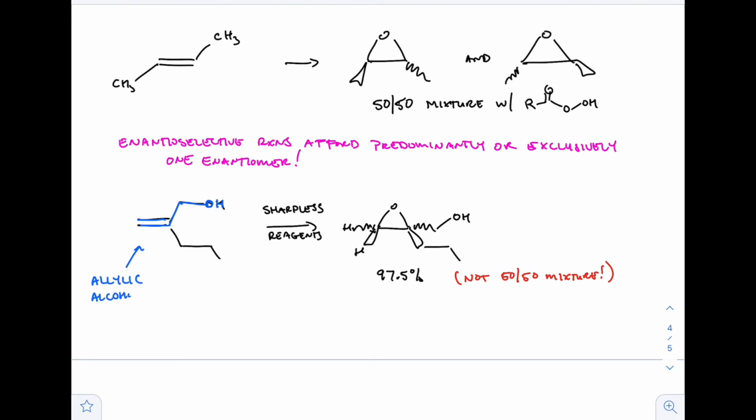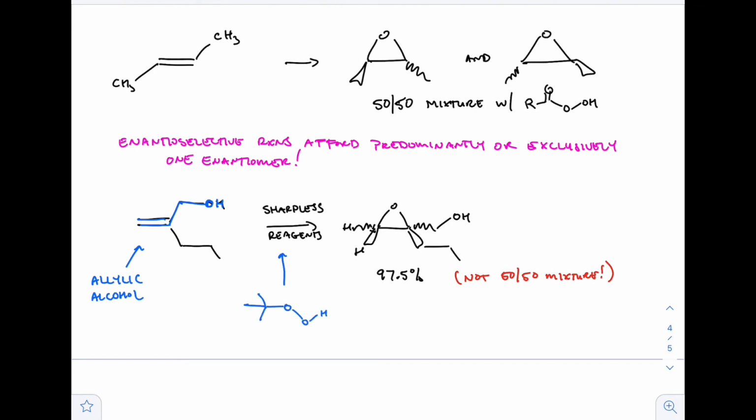Okay. Now I just want to remind you that this highlighted blue portion is the allylic alcohol portion. Okay. So if that OH was bound directly to the carbon of the double bond, that would be a vinylic alcohol. But since it's got the sp3 carbon spacer, that's an allylic alcohol.